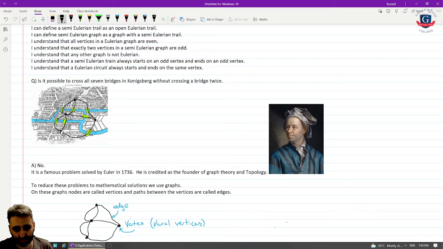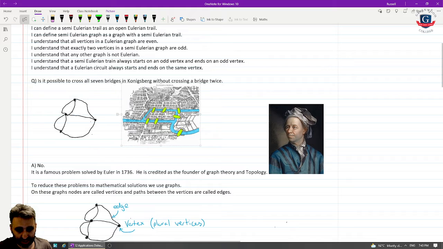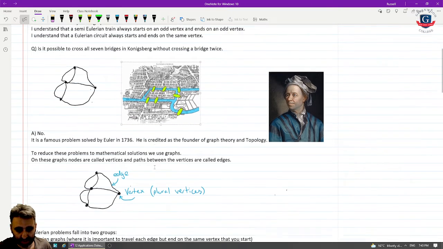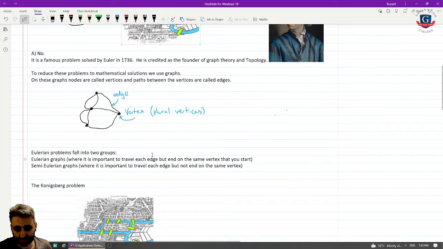And this was a problem posed by Euler in 1736, and he's credited as the founder of graph theory and topology, and typically we will see something like that. And that's what we call a graph. Typically these problems are reduced to a graph, and the nodes that I put on are typically called vertex or vertices, and the lines between them are called edges.